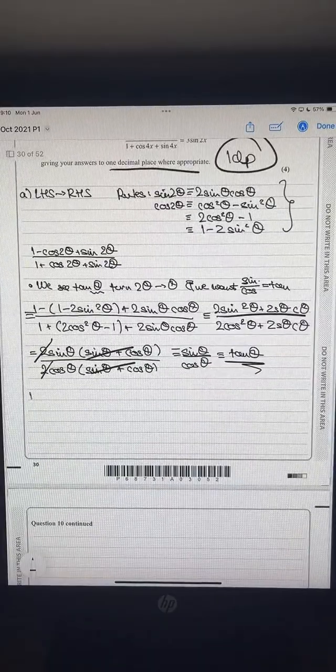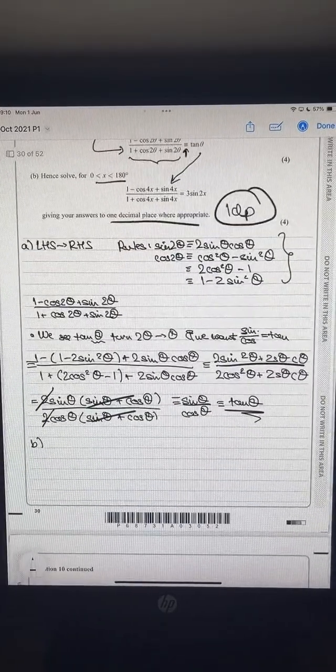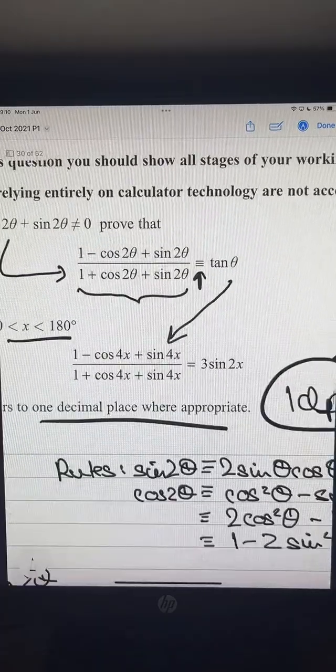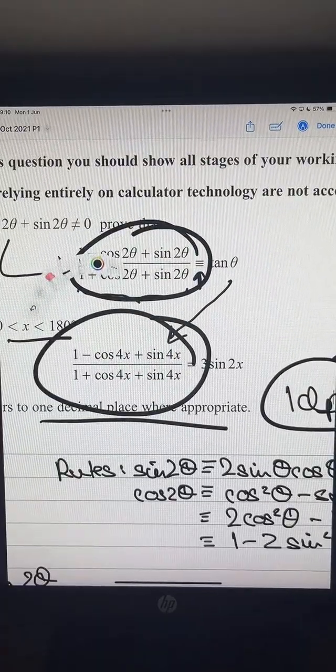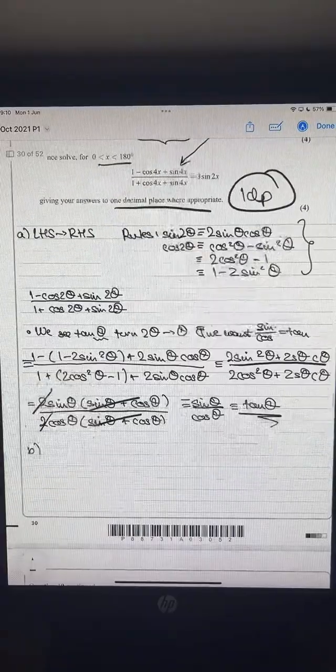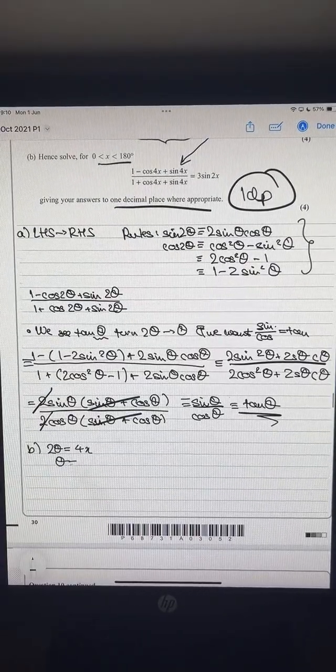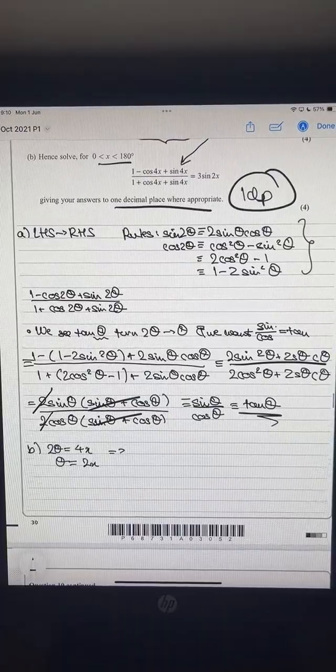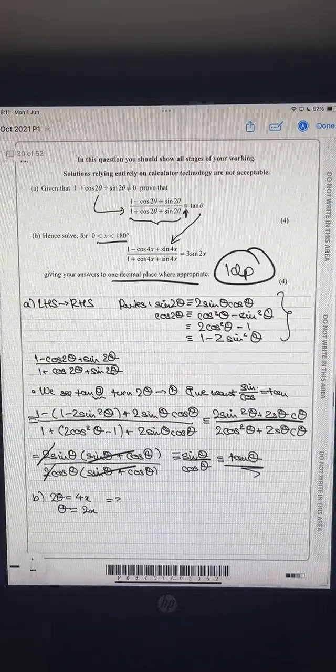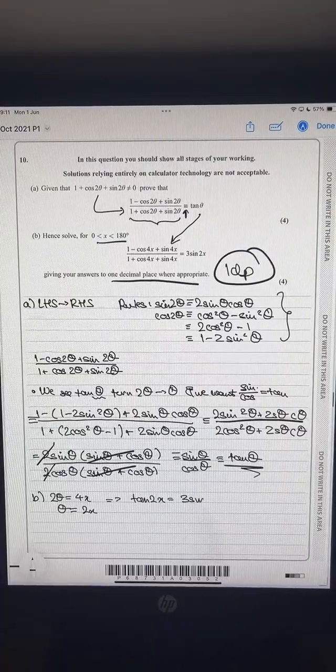Okay, cool. So I know that I've got here that what's the difference between this and this? 2 theta and 4x. So I know that 2 theta is being replaced by 4x, so theta is equal to 2x. So I know that tan of theta is the same as tan of 2x is equal to 3 sine 2x, because I've just replaced the left side with the tan theta simplified and the right side stays the same.